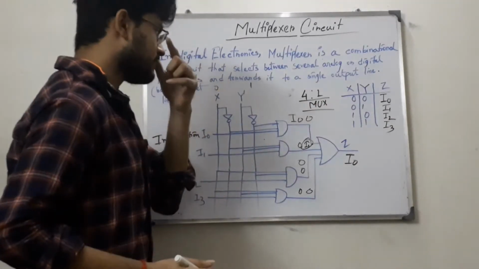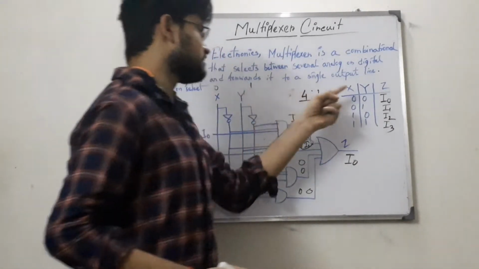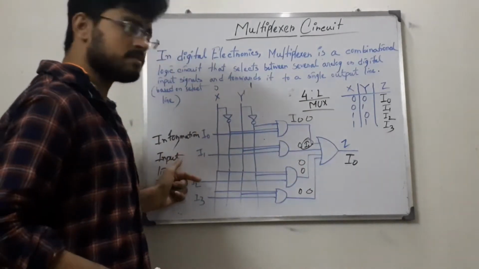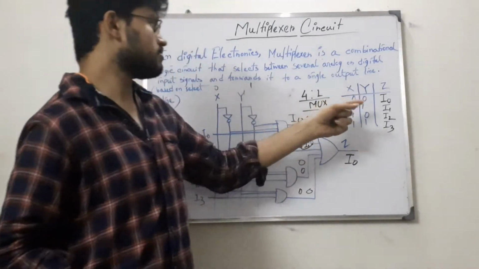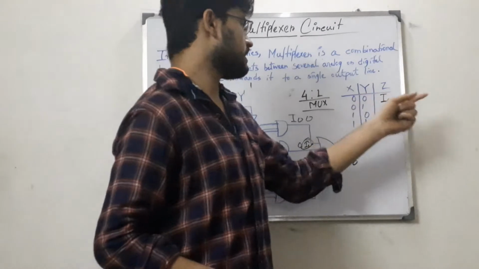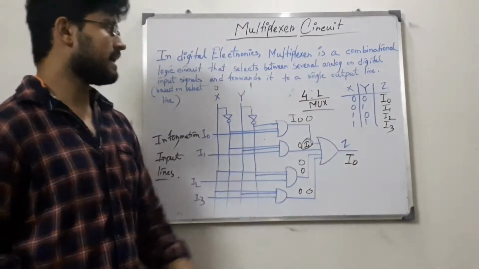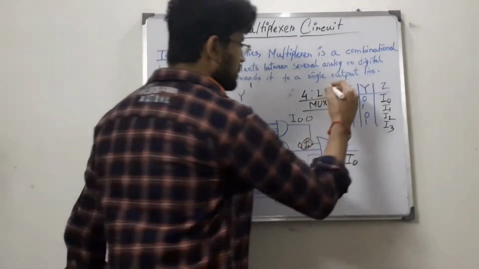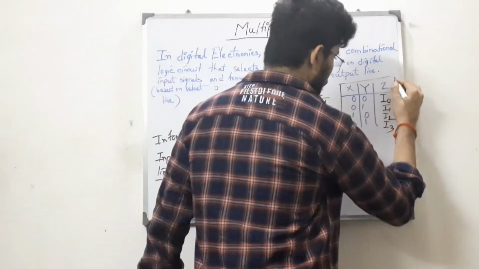So we can see here that based on these two select lines 0 0, 0 1, 1 0 and 1 1, the multiplexer selects only one input line and sends it to the output line. For 0 0 we get I0 as output, for 0 1 we get I1 as output, for 1 0 we get I2 as output, and for 1 1 we get I3 as output. So this is the truth table of a 4x1 mux.